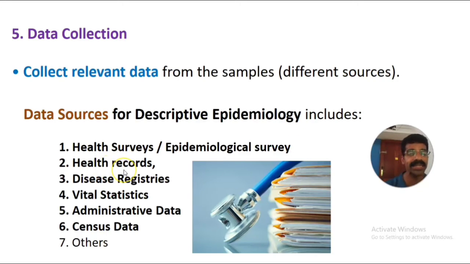Then we can verify the health records of the hospital, PHCs, etc. Then disease registries or registers in the community health center, primary health center, etc. Then vital statistics of that particular ward, which are collected and recorded in the primary health center, in the panchayat, or in the block development office, etc. Then administrative data of that particular ward. Then census data. From the census also we can collect data as a source. Like that, there are many other resources: interviews, clinical examination, etc. We can collect the relevant data for the epidemiological or descriptive study.